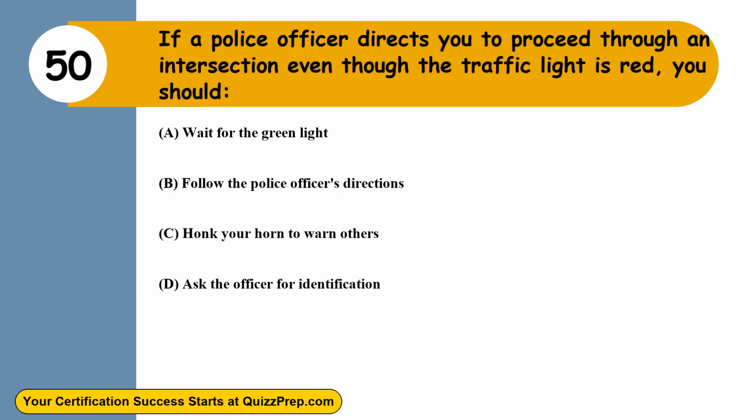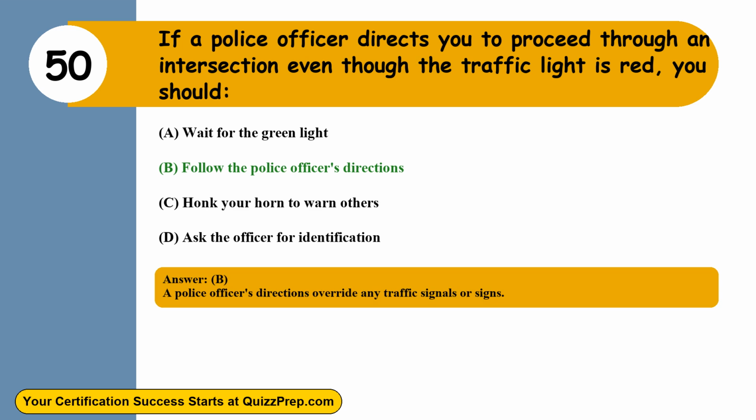Question 50. If a police officer directs you to proceed through an intersection even though the traffic light is red, you should: Option A, wait for the green light. Option B, follow the police officer's directions. Option C, honk your horn to warn others. Option D, ask the officer for identification. The correct answer is option B. Follow the police officer's directions. A police officer's directions override any traffic signals or signs.